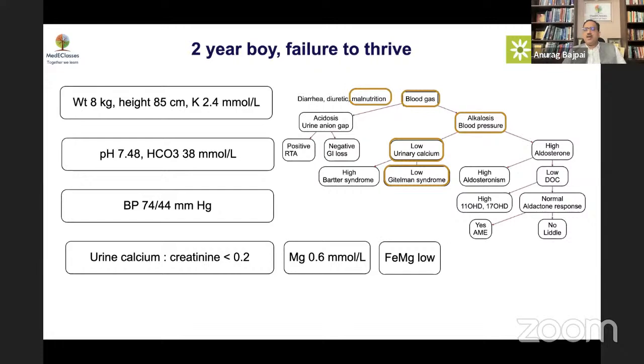So when we looked at the fractional excretion of magnesium, which was low, it suggested that this was primarily a cause of malnutrition causing hypokalemia rather than a tubulopathy. So we need to have a comprehensive assessment with regards to the evaluation before we reach a particular cause, because that cause deserves a specific treatment in that perspective.